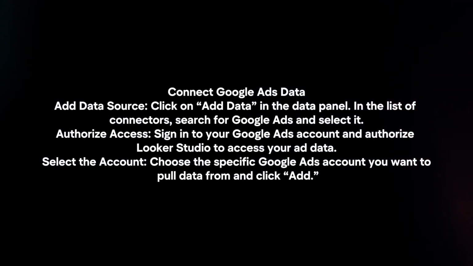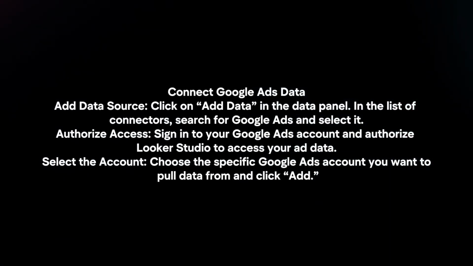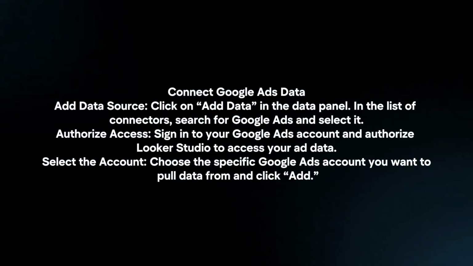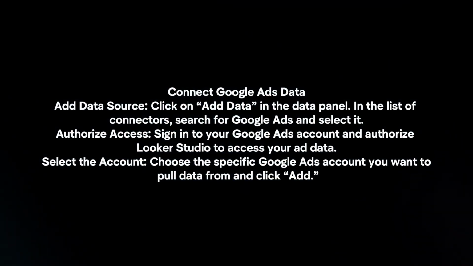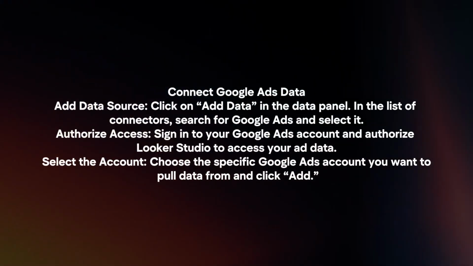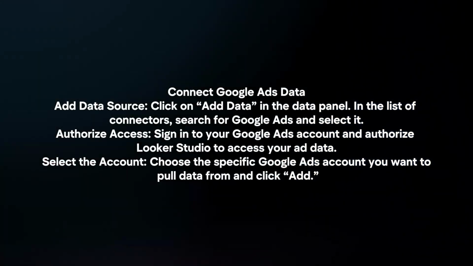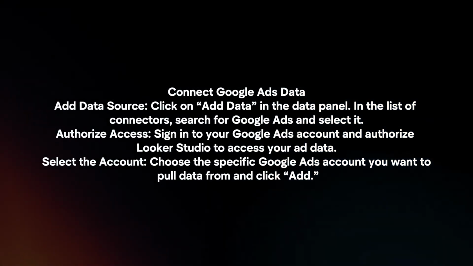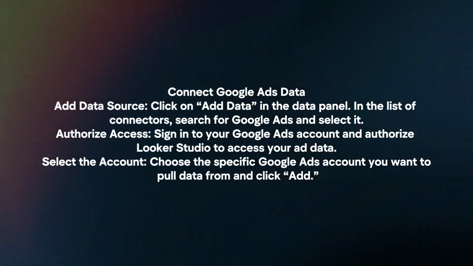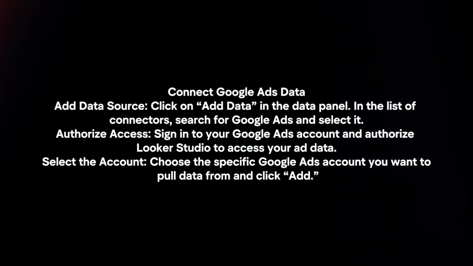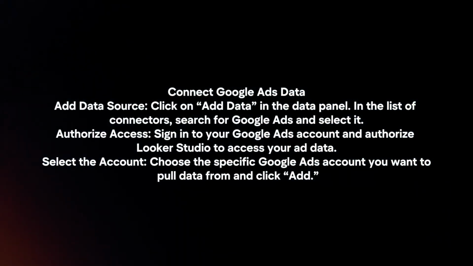Connect Google Ads data. Add data source. Click on Add data in the data panel. In the list of connectors, search for Google Ads and select it. Authorize access. Sign into your Google Ads account and authorize Looker Studio to access your ad data. Select the account. Choose the specific Google Ads account you want to pull data from and click Add.